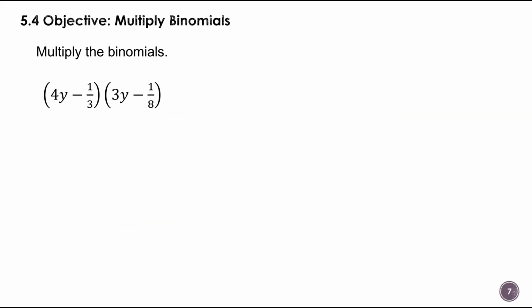So this one looks a little bit messy because we have fractions, and that's okay. You can work with fractions. So we have 4y times 3y, which would be 12y squared. 4 times negative 1/8, right? That's like 4 over 1 times negative 1 over 8, which is negative 4/8 or negative 1/2, right? So we're going to have negative 1/2 y. Negative 1/3 times 3 is negative 1, so I'm going to have a negative 1y. I'm just going to go ahead and write the 1 there.